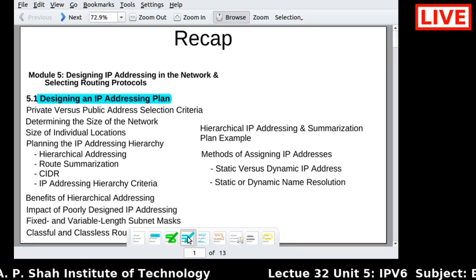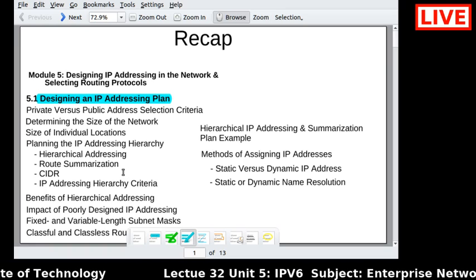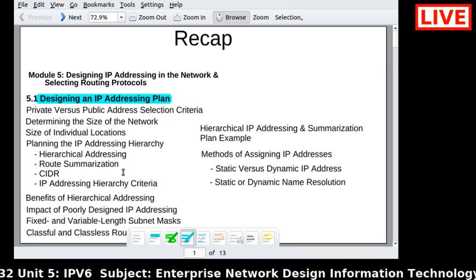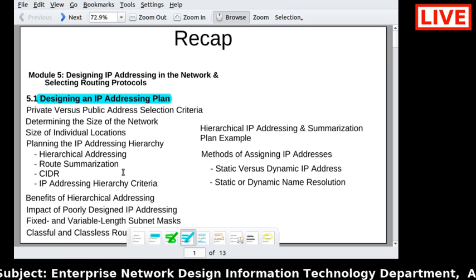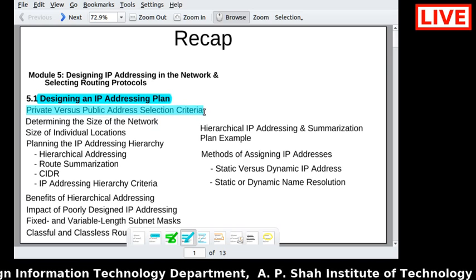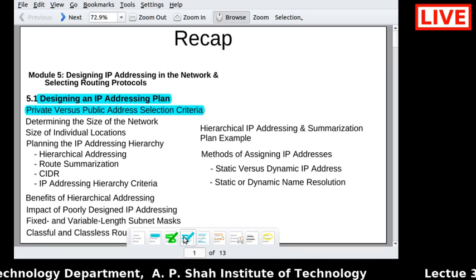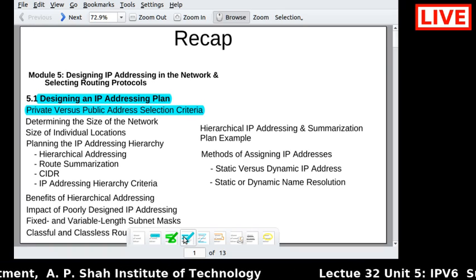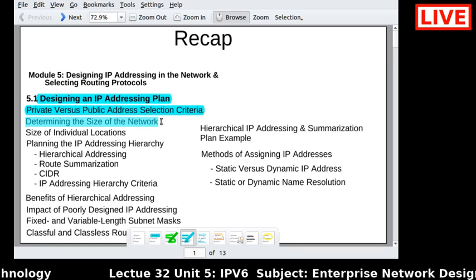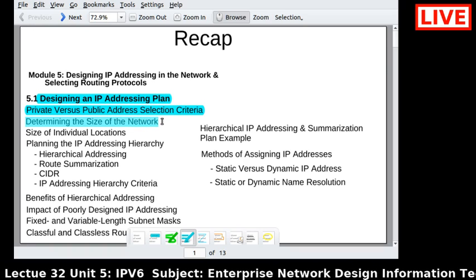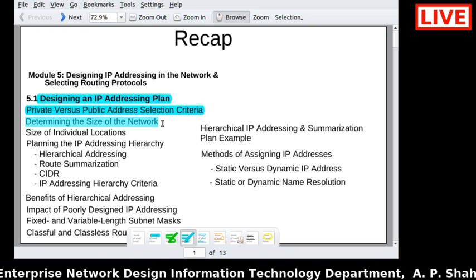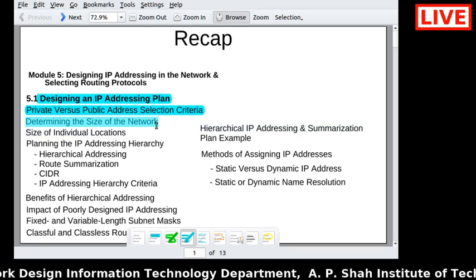We have a hierarchy by which you can use these IP addresses effectively in your network topology. We discussed private and public IP addresses. We experienced that network topology with respect to NAT, and we also implemented that using Cisco Packet Tracer. Then we covered how to calculate the requirements for an individual location for the IP addressing plan.